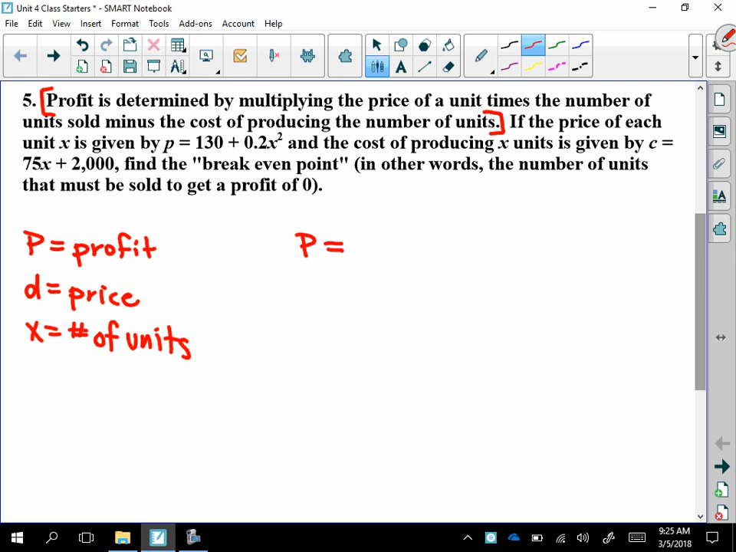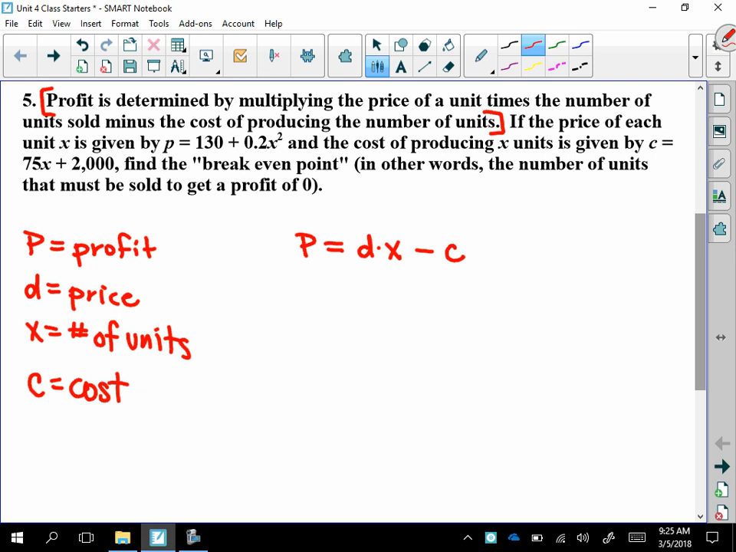So how do we translate the price of a unit times the number of units sold? D times X minus the cost of producing the number of units. So our equation would look something like this.